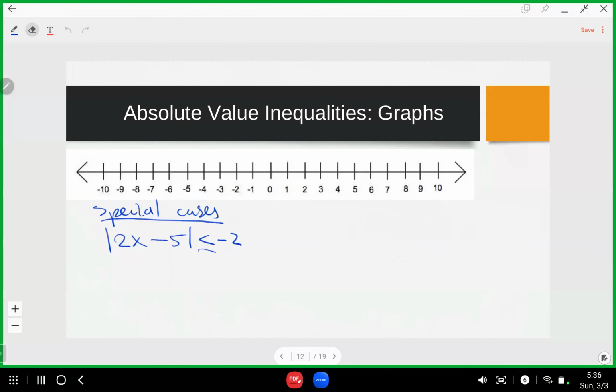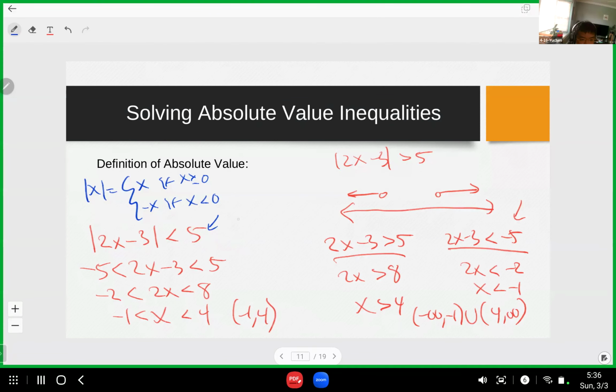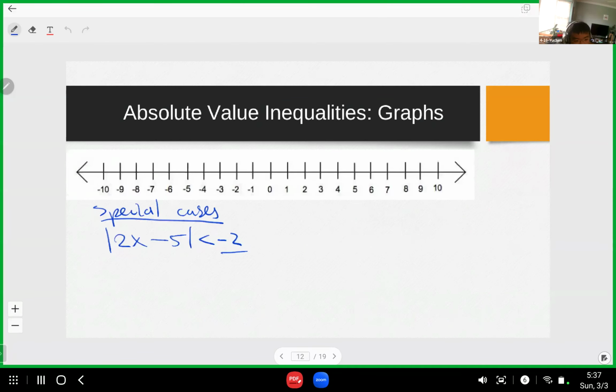Exactly. So you have to observe here. Can absolute value be less than a negative? Can you really solve this? If we solved it like this, no, we can't have that, right? So you have to observe here: absolute value less than negative can't happen. Absolute values can't be negative unless you put a negative sign in front of the absolute value signs. Yeah, that's correct. So what happens here? No solution. This is no solution. So don't even waste your time trying to solve this.